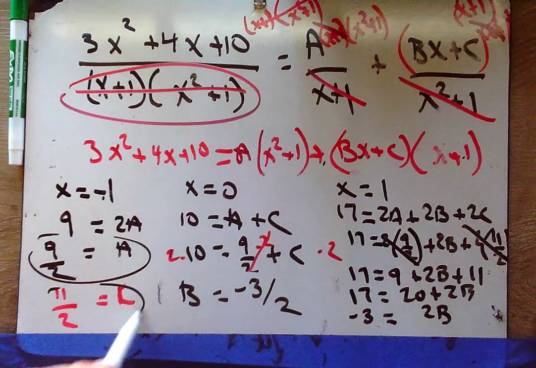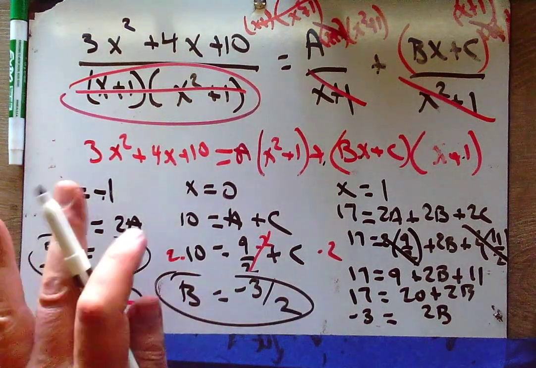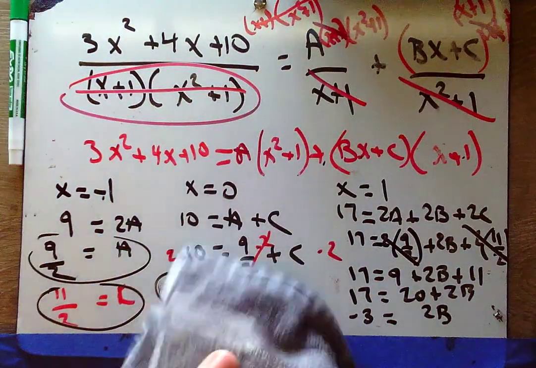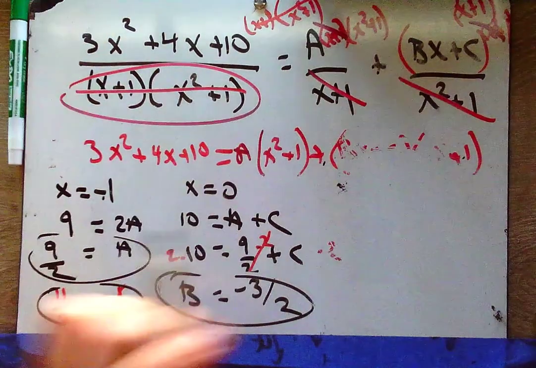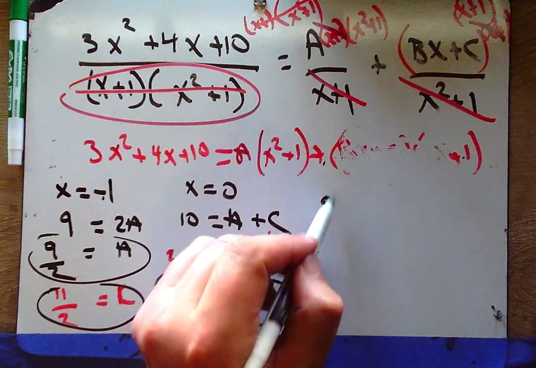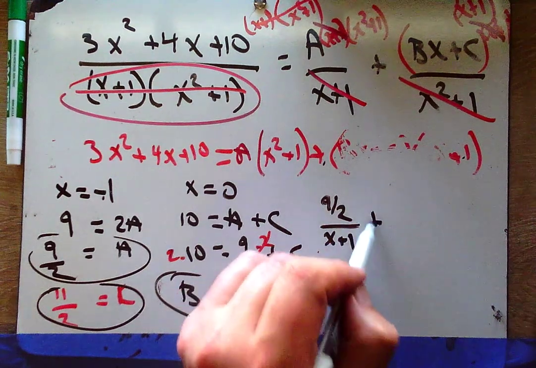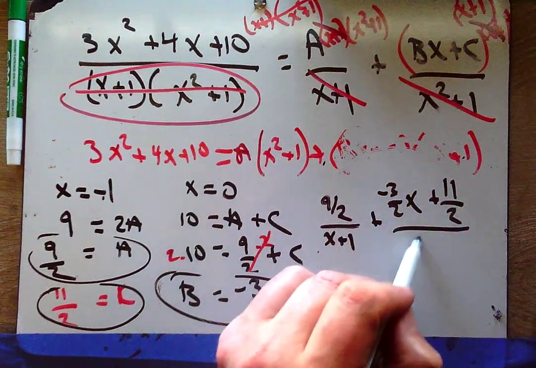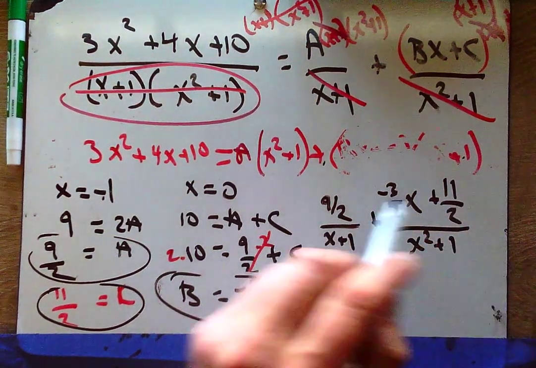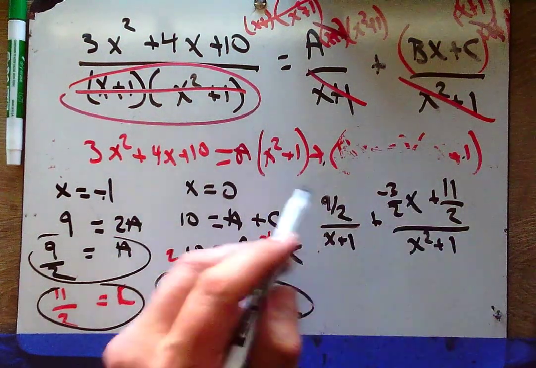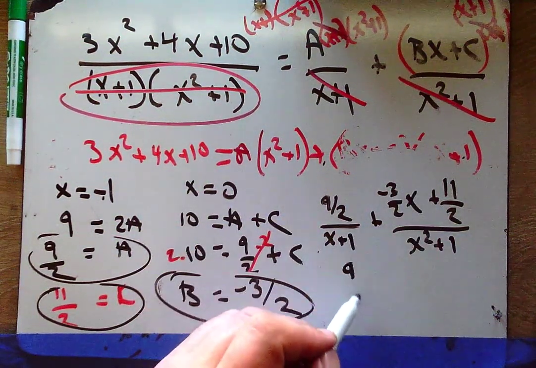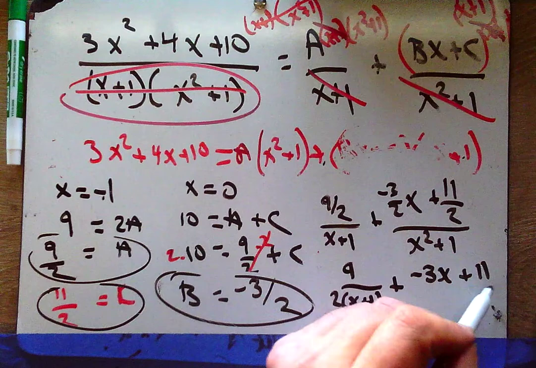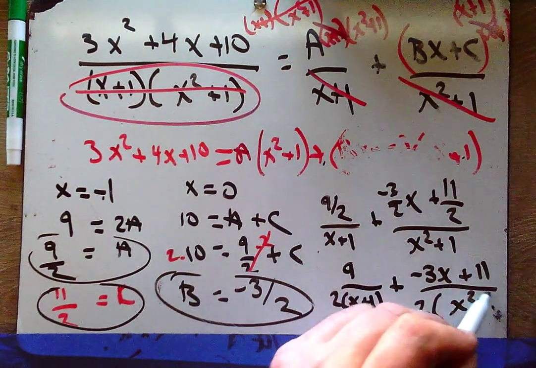So there's my a, there's my c, there's my b. I'm not done until I take these and plug them back in here. So what should this look like? Well, when we're all done doing our partial fraction decomposition, we should have 9/2 over x plus 1 plus (-3/2 x plus 11/2) over x squared plus 1. Again, the textbook isn't going to leave it like this. I think this is fine for our CFAs. 9 over 2(x plus 1) plus (-3x plus 11) over 2(x squared plus 1).